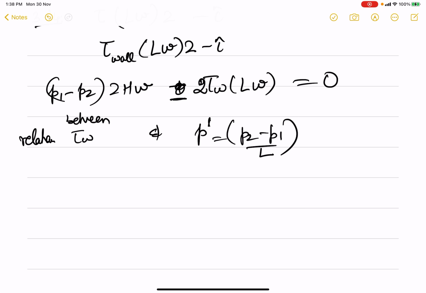Now let us look at another thing. This was the flow which we looked at. This flow between two plates is also called a 2D channel flow.